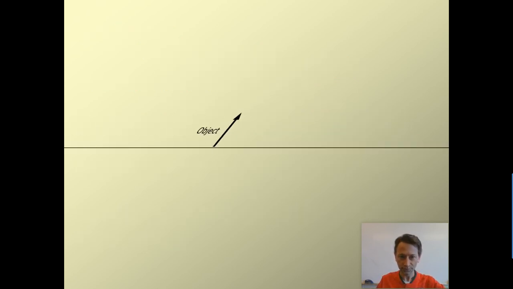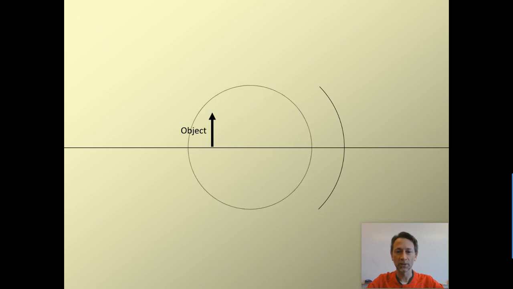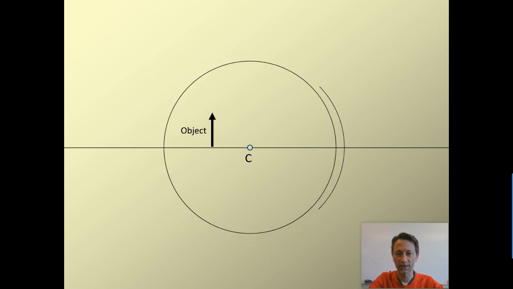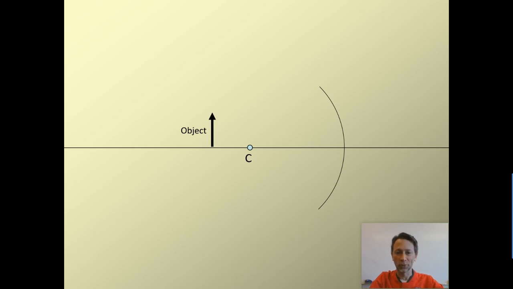So here we go. Here's an object. What kind of a mirror is this? Yep, it's a concave mirror because the object is on the caved in side of it. And so imagine that mirror is part of a bigger circle. So we're dealing with a spherical mirror, not a parabolic mirror, and the center of curvature is exactly in the center of that circle. And then where's the focal point? Remember, the focal point is halfway between the center of curvature and the mirror.